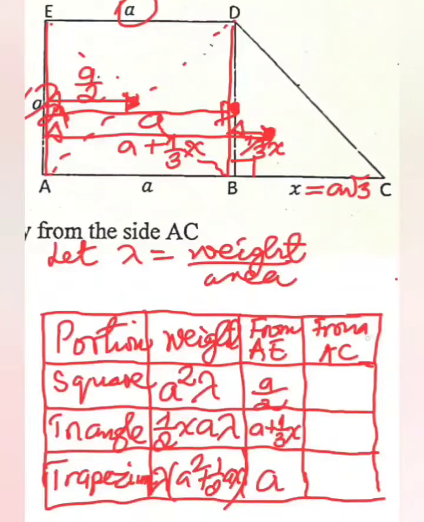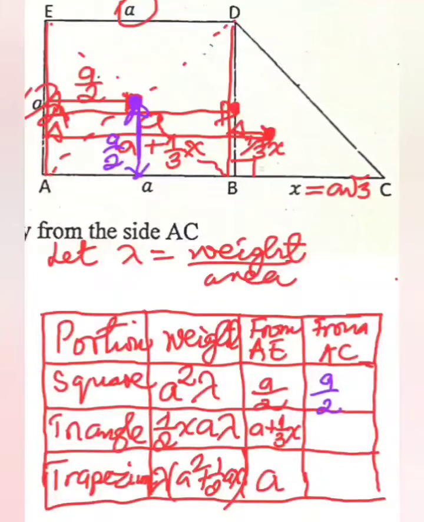We move to the other distances, this time from AC. We have to consider each component of the lamina separately and get the distance of its center from the axis under consideration, this time AC. So we start with the square. The center was here and we want the distance of that center from AC. This time AC is a horizontal axis, so we are looking at vertical distances. The distance of the center of the square from AC should be half of the height of the square, and the height is a, so that distance will be a over 2. We move to the triangle.